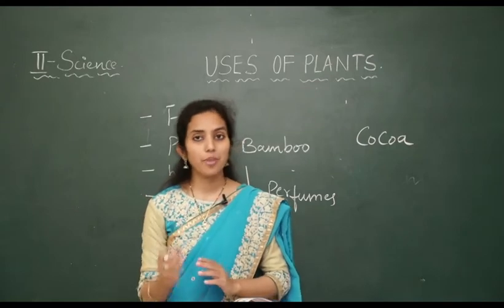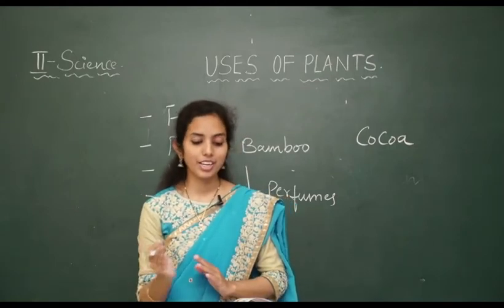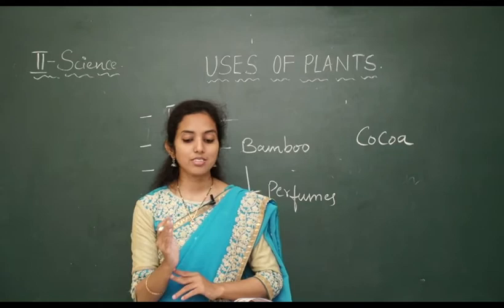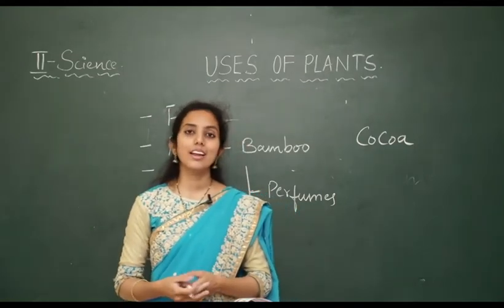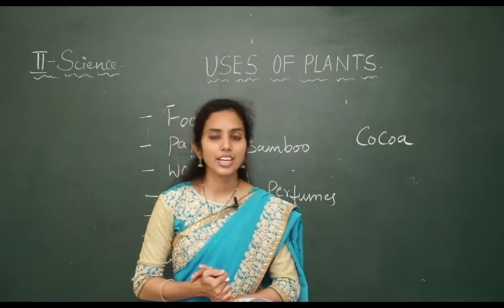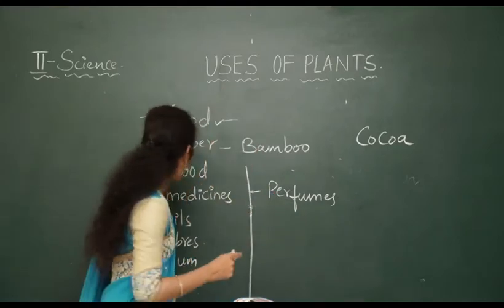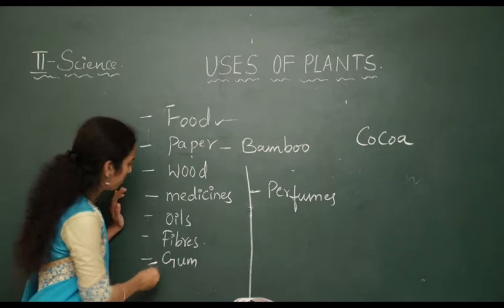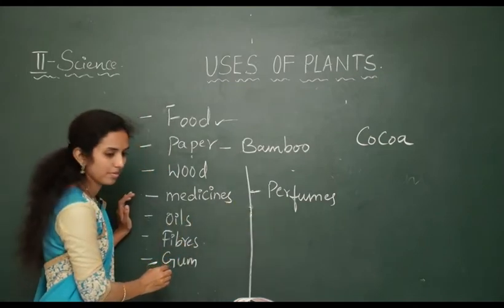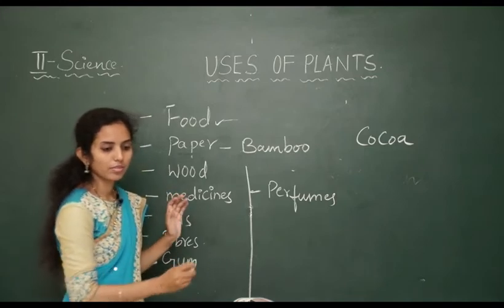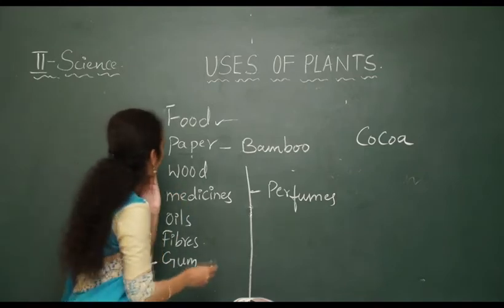Rubber is made from latex of the rubber tree. Rubber is used to make erasers, tires and toys. Gum is made from latex and the acacia tree. So here we are talking about paper, gum and rubber.